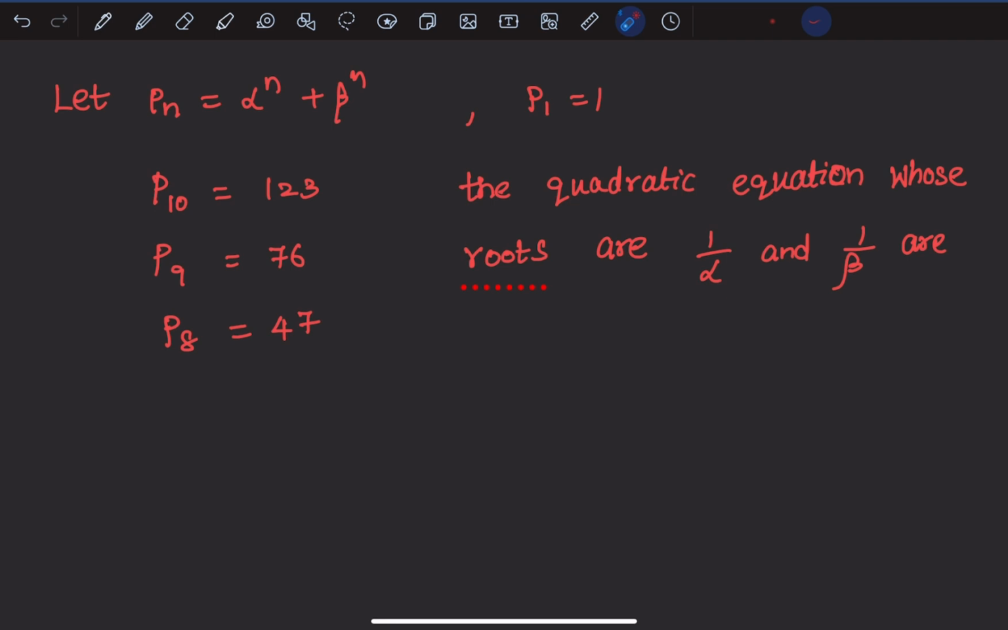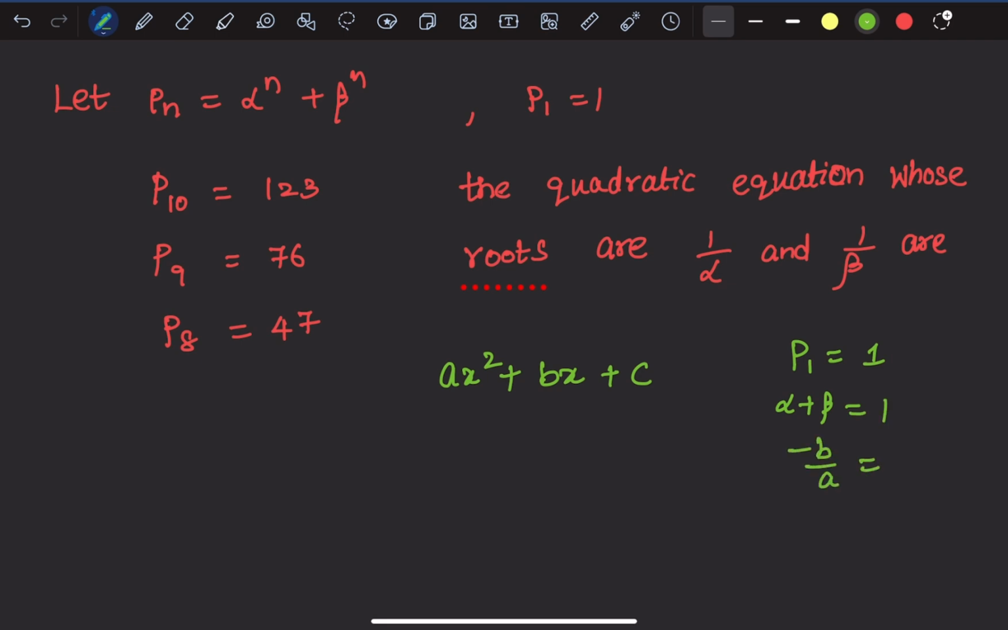So the next question is from quadratic equations. So you have this Pn defined as alpha power n plus beta to the power n, where alpha beta are the roots of the quadratic equation, and P1 is 1, P10, P9 and P8 are given. All right. So what we have to do is we have to find out the quadratic equation. So let us go ahead. So let us say the quadratic equation is ax square plus bx plus c. So it is given that P1 is equal to 1. Therefore, P1 is simply alpha plus beta, that is 1. Alpha plus beta is minus b by a, that is 1. So b is equal to minus a. So now the quadratic equation becomes ax square minus ax plus c.